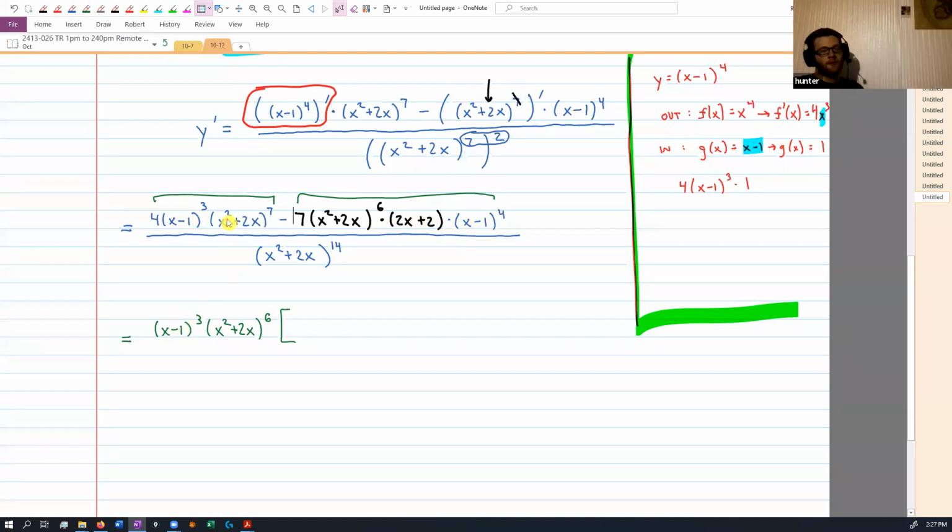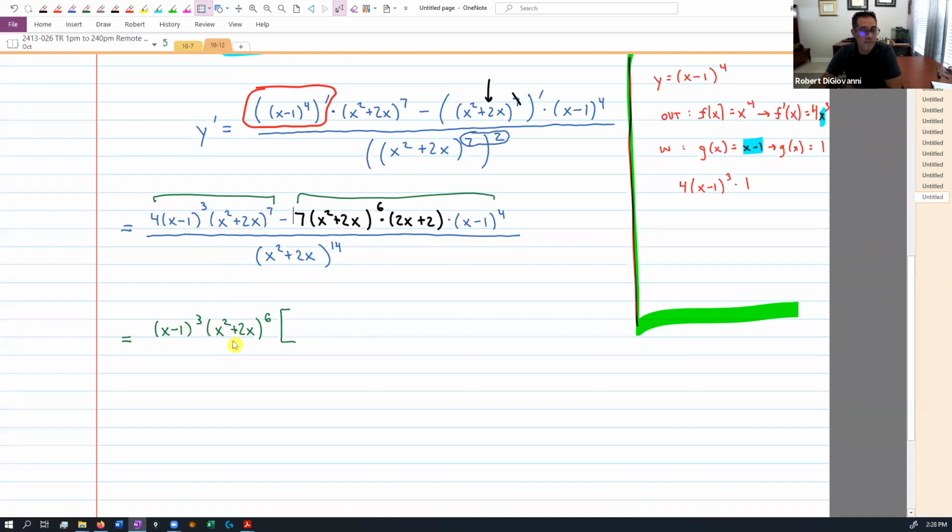Shouldn't you leave that 4 up front? No, I'm not pulling the 4 out. Oh, that's the part you pulled, right? Yeah, I'm pulling this part. And then the x squared plus 2x I have to the 7th here, and then x squared plus 2x to the 6th here. So I'm pulling 6 of them out.